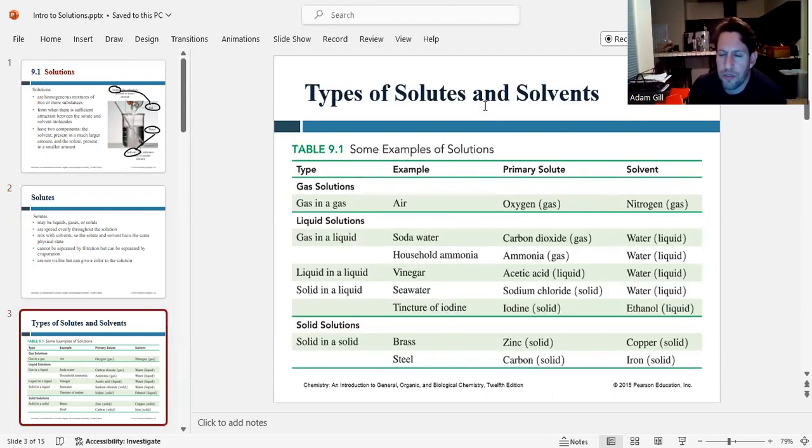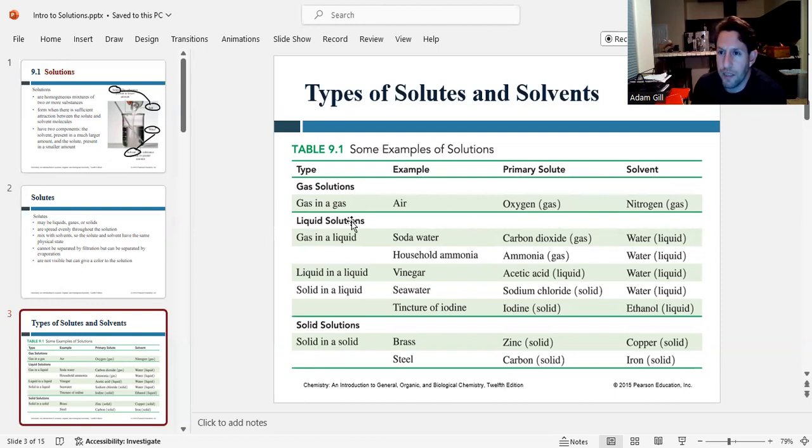So here's a chart just showing some typical types of solutes. So you can actually have gas in gas solutions. An example of this would be the air that we're breathing. The solute is oxygen. The solvent would be nitrogen. So the air that we breathe is actually like 2/3 or 3/4 nitrogen. Oxygen's only like 25% to 30% of the air that we're actually breathing. So because there's less oxygen, it's the solute. There's more nitrogen, so it's the solvent.